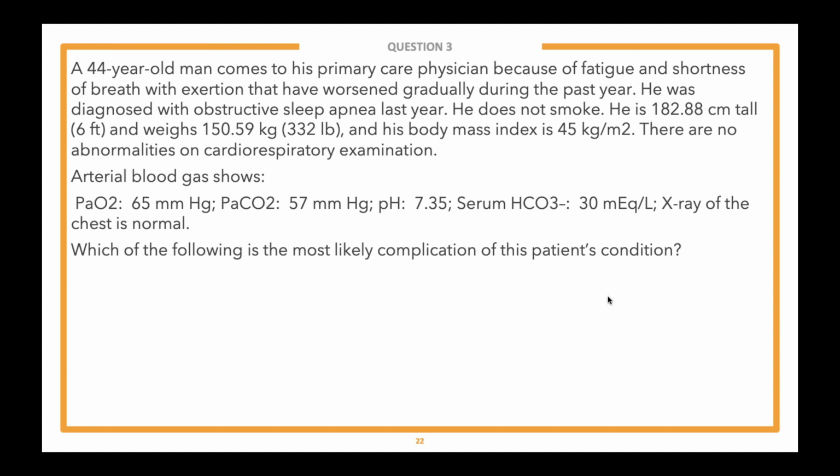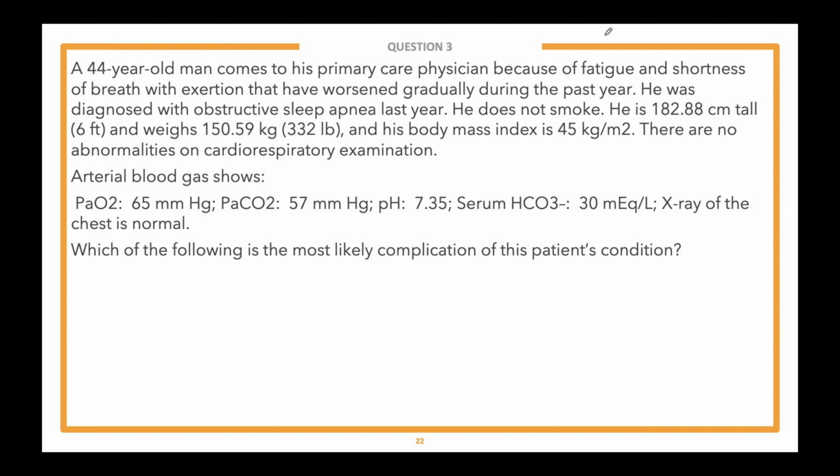Arterial blood gas shows PaO2 of 65, PaCO2 of 57, serum bicarb of 30, and X-ray of the chest is normal. Which of the following is the most likely complication of this patient's condition?